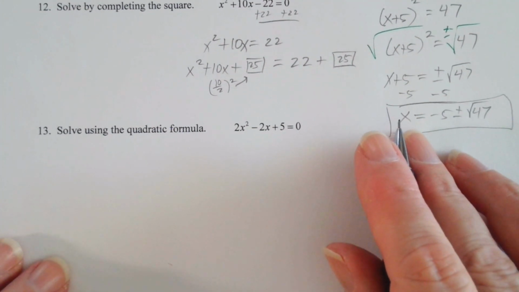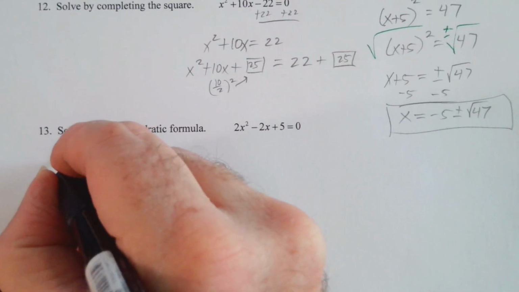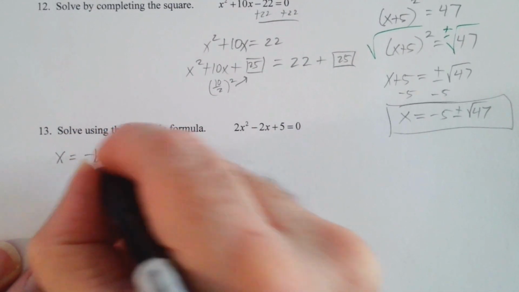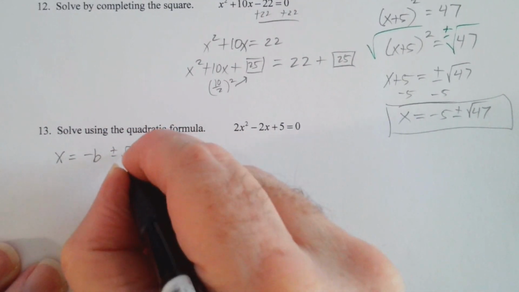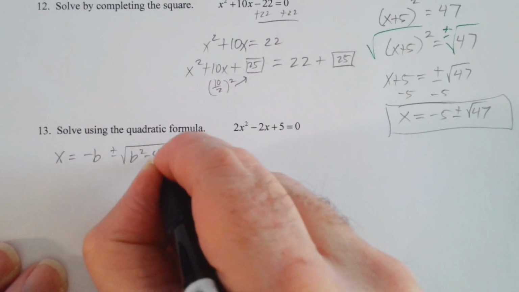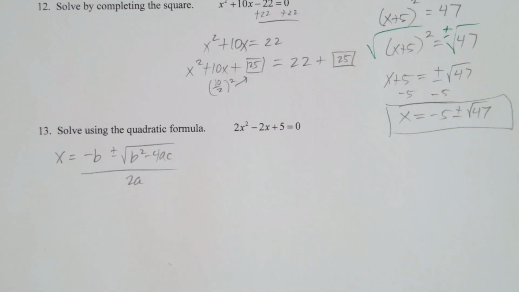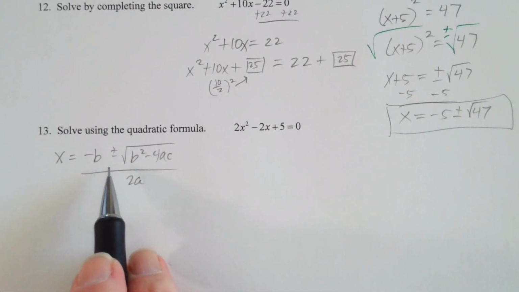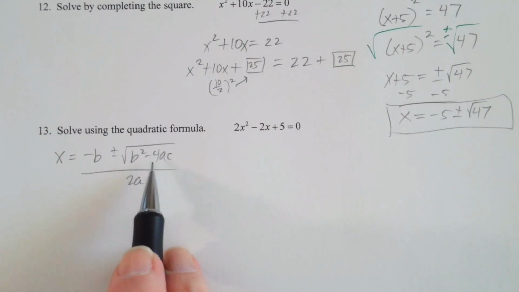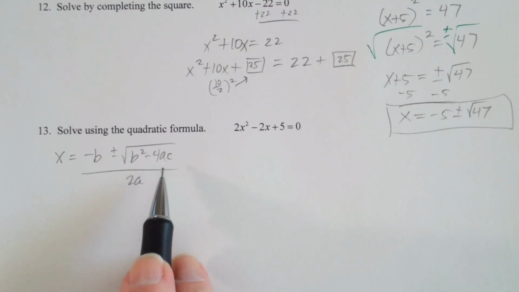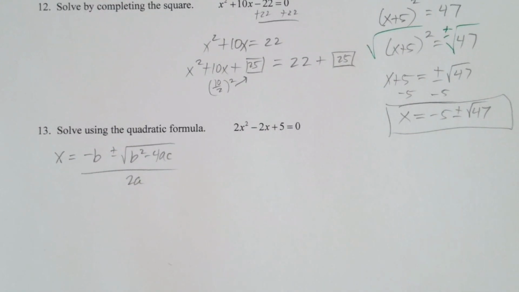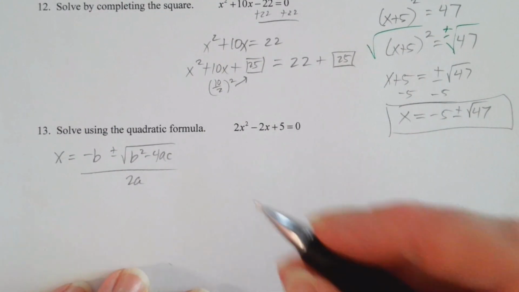Number 13, you got to know the quadratic formula. It's x equals minus b plus or minus square root b squared minus 4ac all over 2a. We even did the quadratic formula song in class to the song Pop Goes the Weasel. So x equals minus b plus or minus square root b squared minus 4ac all over 2a. That's how you memorize this thing. At least it worked for some.